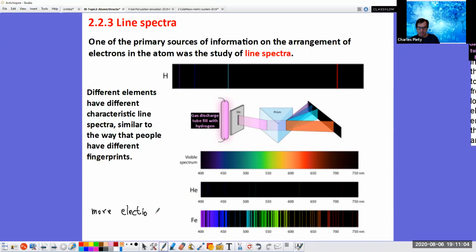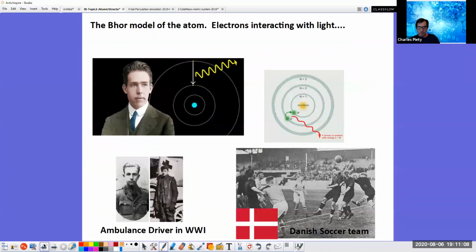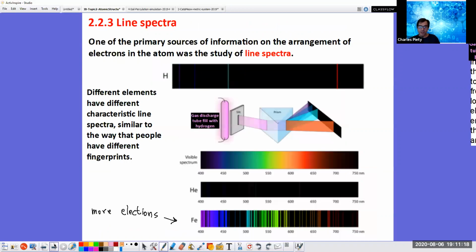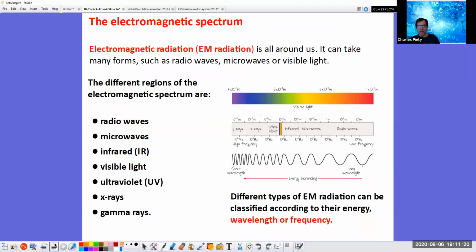Iron has many more electrons in it. And so this movement that we are seeing, which is responsible for the light that we see, there's a lot more electrons moving. Okay. All right, so let's keep going here.